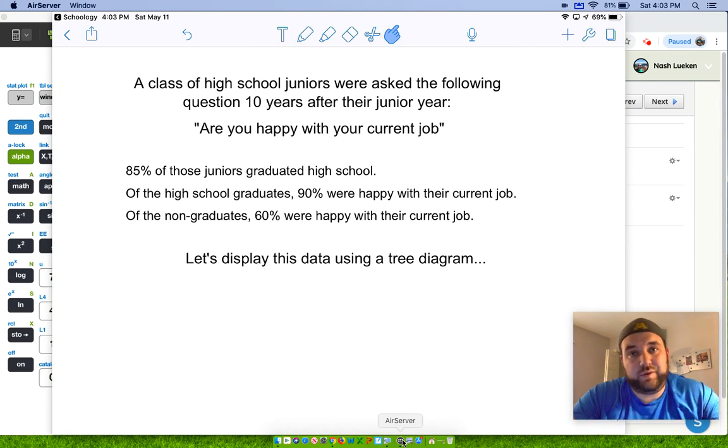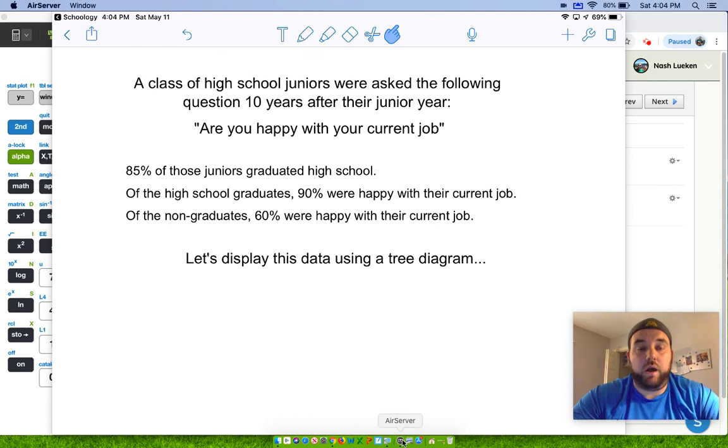Last thing we got to talk about is a tree diagram, and these get a little interesting, and if you're not terribly organized, they can get real messy, but we're going to see how we can find conditional probabilities very quickly from it. So a class of high school juniors were asked the following question 10 years later. Okay, so if you're a junior now, imagine that we ask you this question in 10 years. Are you happy with your current job?